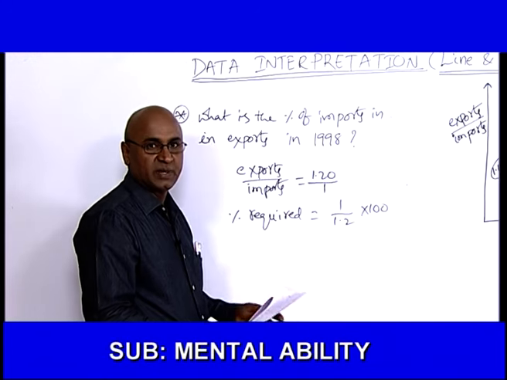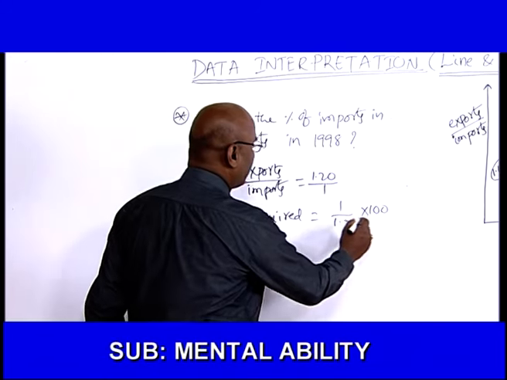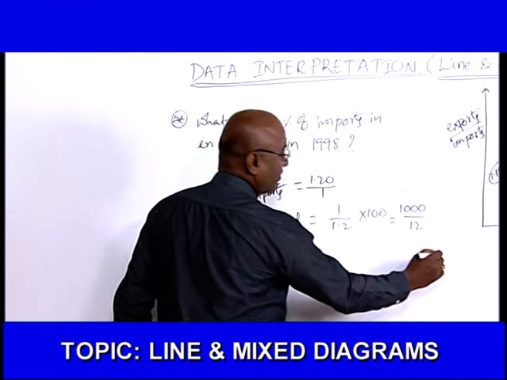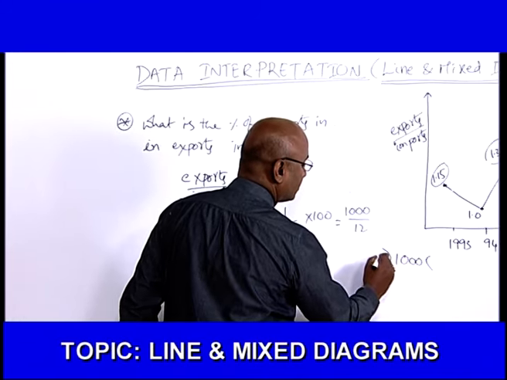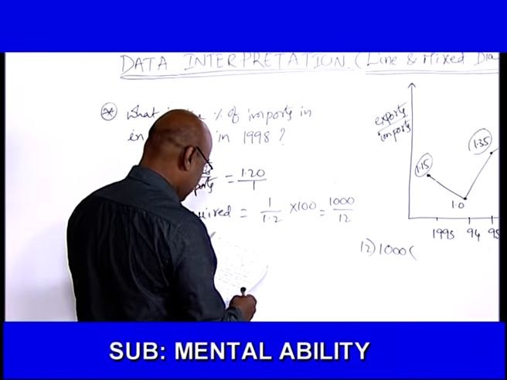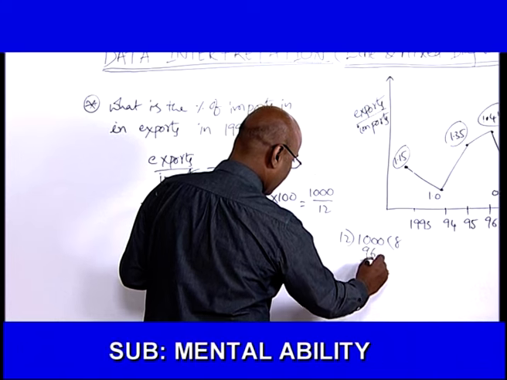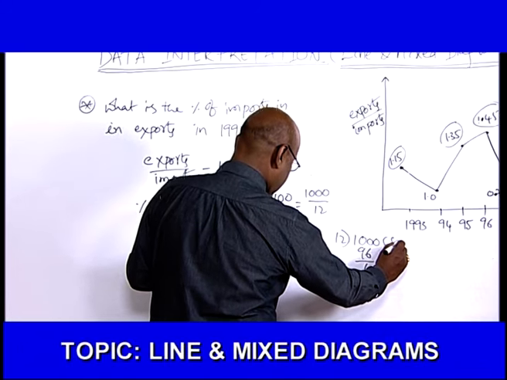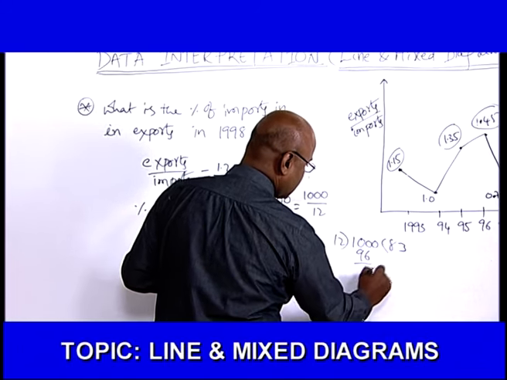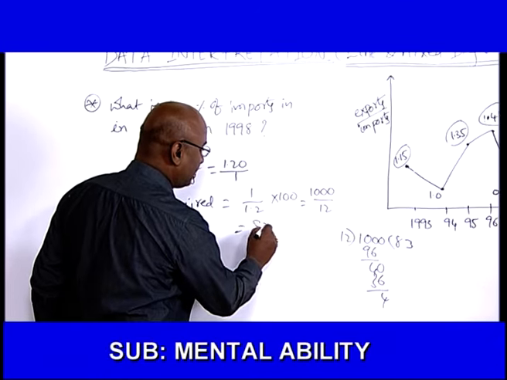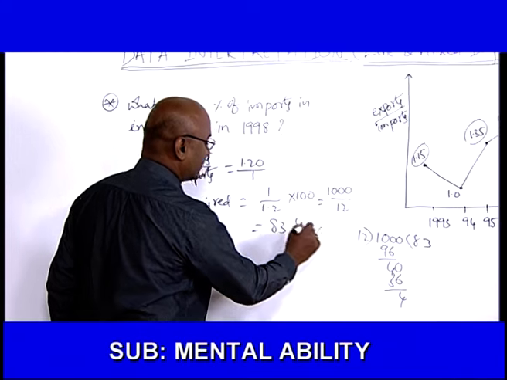This topic is discussed so many times. So 1 by 1.2 into 100 means 1000 by 12. So 1000 by 12 means, that is 8, 12 8s are 96, 40 and 12 3s are 36, 40, 4. So that is equal to 83, 4 by 12%.